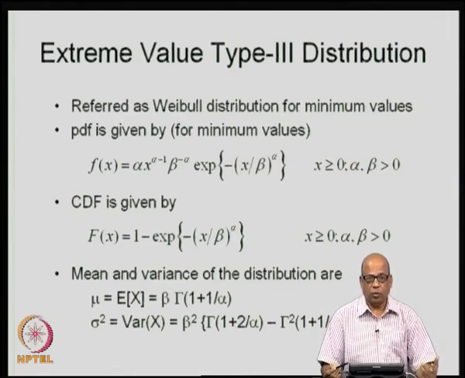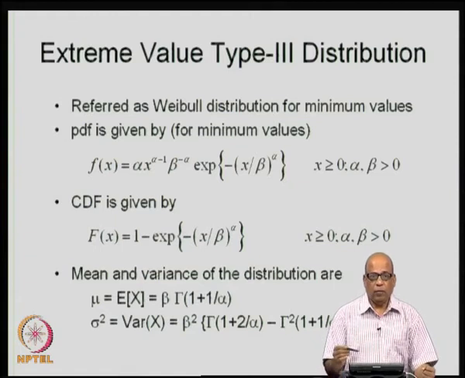Unlike the type 1 distribution, which will be unbounded, the parent distribution will be unbounded in the case of type 1 distribution on the side of the extreme. So, the extreme value type 3 is bounded, is derived from a parent distribution, which is bounded on the side of the extreme in which we are interested in.